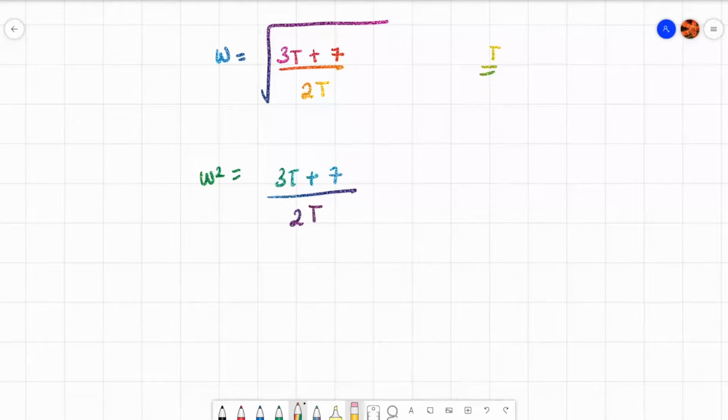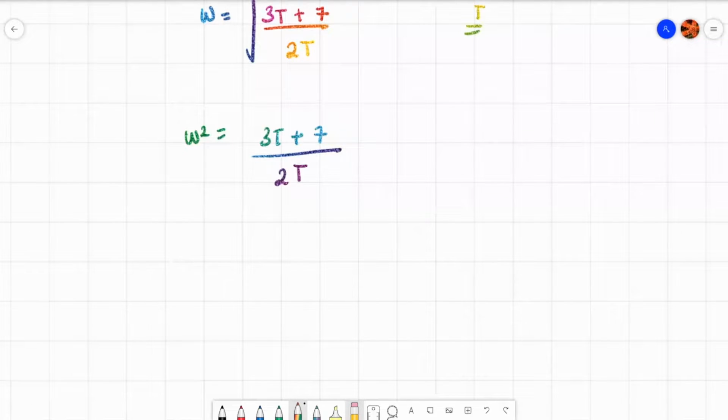Okay, so at the moment I've got to divide by 2t. That's useless to me because I want a positive t. So I need to get rid of a divide by 2t. And by doing that, I'm going to have to times both sides by 2t.